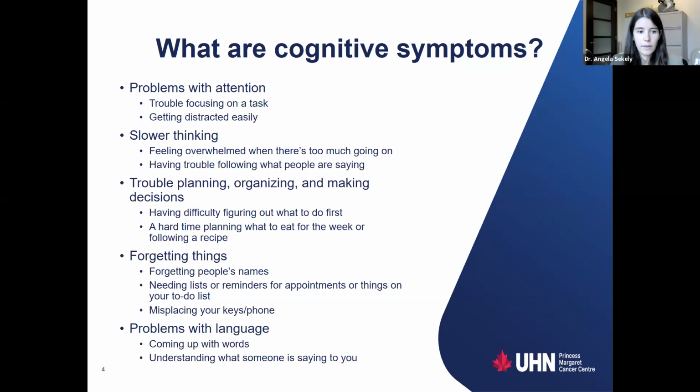And then, of course, problems with language. So this could include coming up with words or having trouble expressing what you're trying to say, or also understanding what someone else is saying to you. So comprehension and trying to get in information.